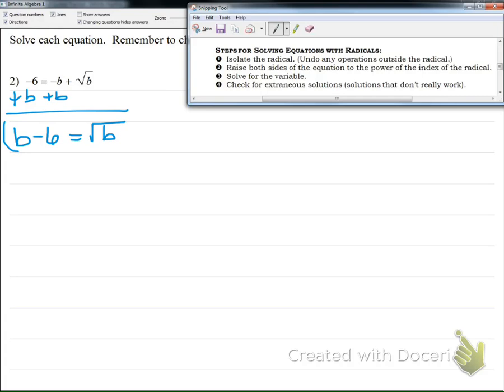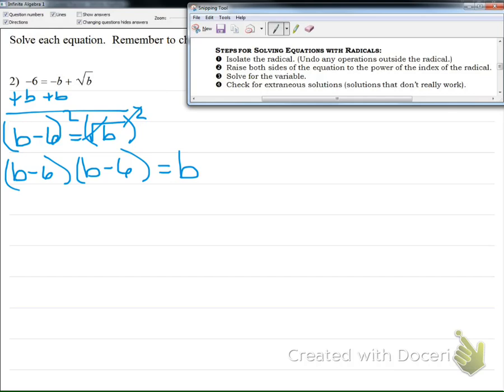Now I'm ready for step 2, where I raise both sides to the power of 2 to get rid of the radical. Notice I have a binomial square on the left-hand side of the equation, so I need to expand it. Write b minus 6 times b minus 6 equals, and the square of the square root just equals the radicand, or the base, the b value.